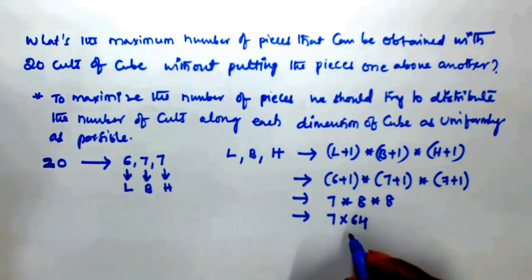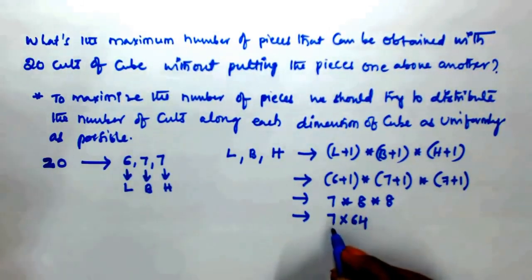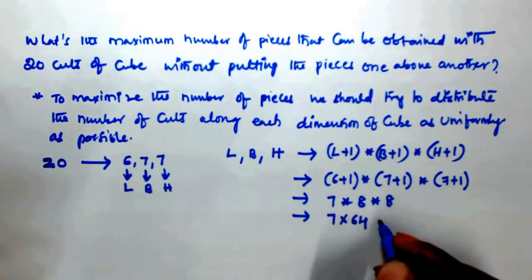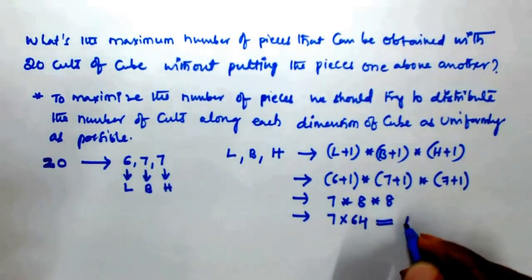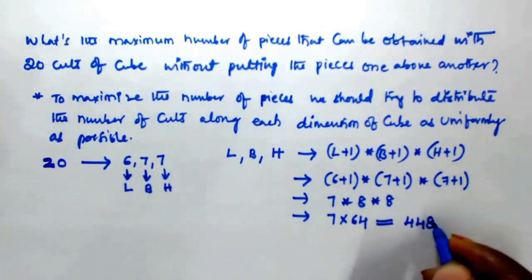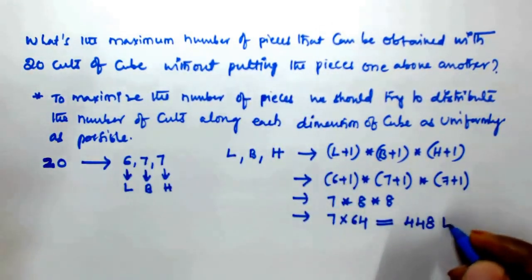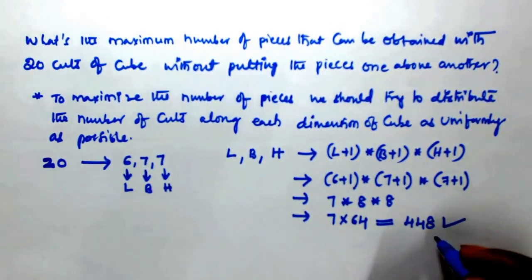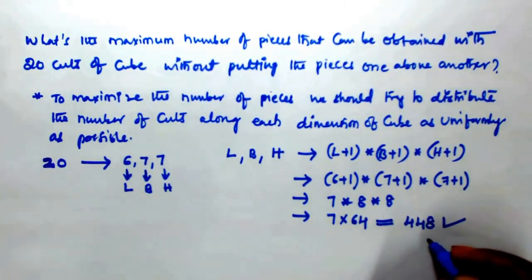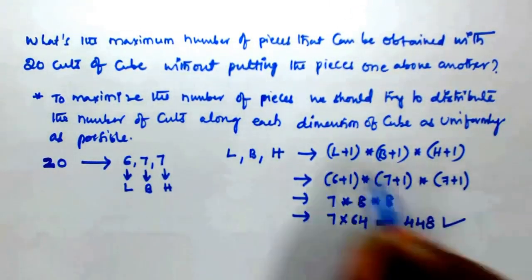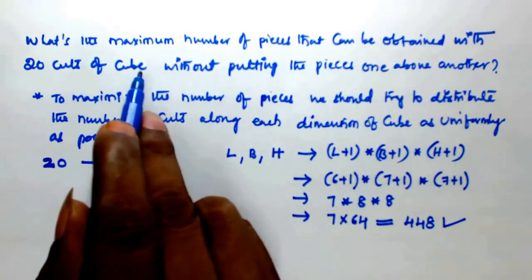7 into 64: 6 7s are 42, so 60 into 7 is 420, and 4 7s are 28. So that is going to be equal to 448. So yes, the maximum number of pieces that can be obtained is 448. The maximum number of pieces we can obtain by making 20 cuts of a cube is 448.